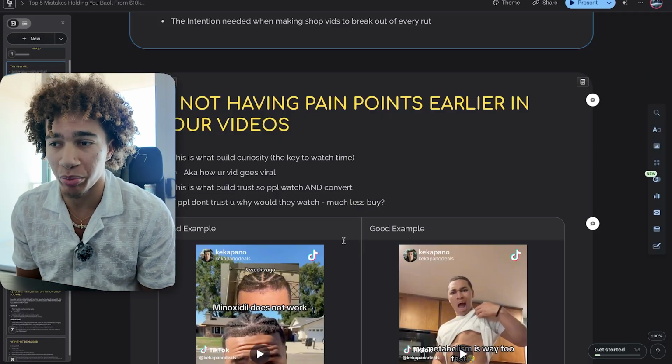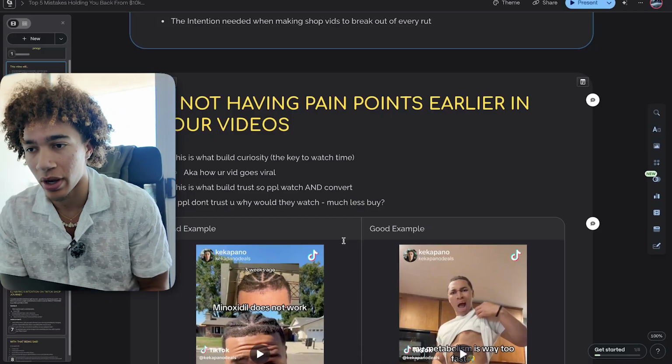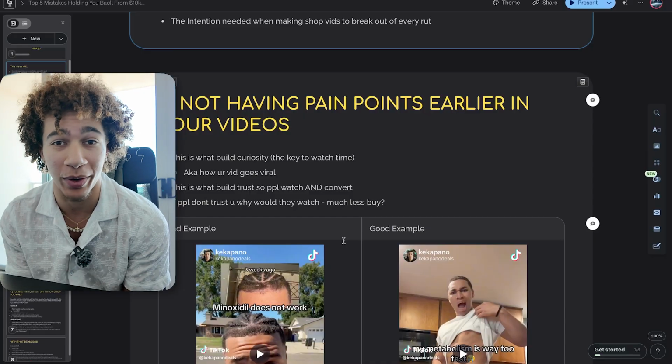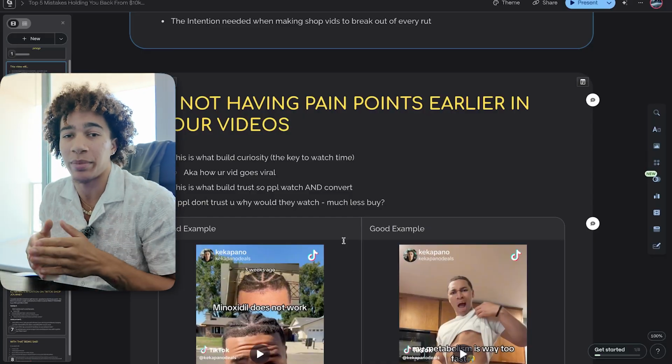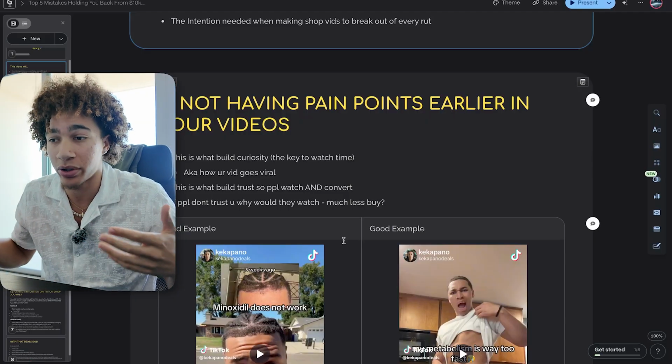And this is what builds trust, so people, like I said, not only just watch videos, but actually convert, right? Actually convert into sales. So if people don't trust you, why would they watch? Right? Much less buy. Why would they pull out the credit card, right? So this is how you're actually gonna be able to get people early on in the video to trust you, watch the full video, and then actually purchase from your video, right?